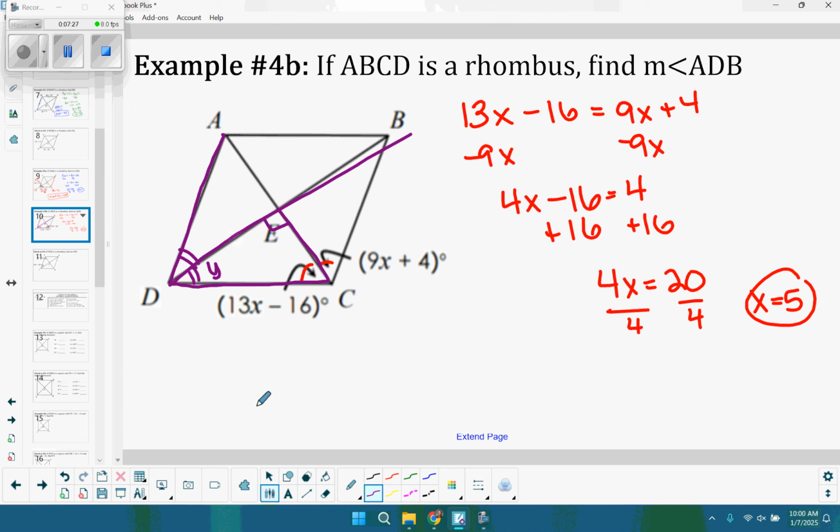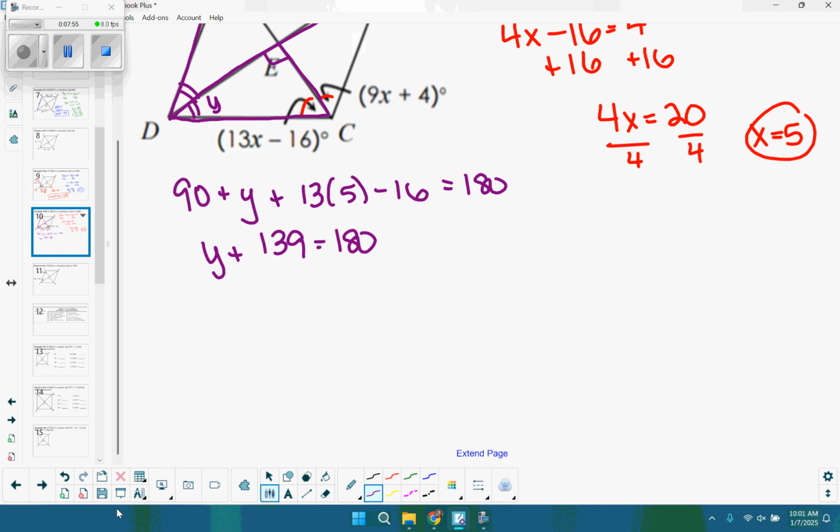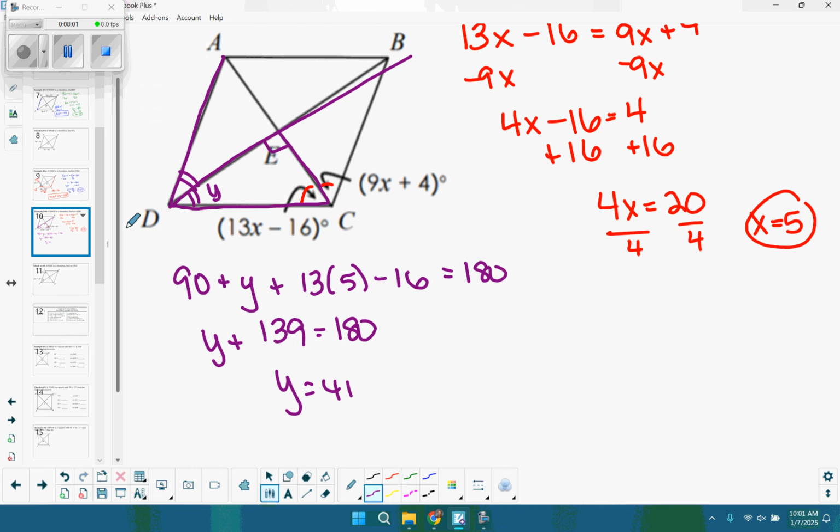So I'm going to make this a variable here, y, just so I don't have to worry about calling it D or anything like that. So we're going to say that 90 plus y plus the angle 13 times x minus 16 will equal 180. So 13 times 5 is 65, plus 90 and minus 16 is 139. So when I take that away from 180, we get 41. So that's our answer. The measure of angle ADB equals 41 degrees.